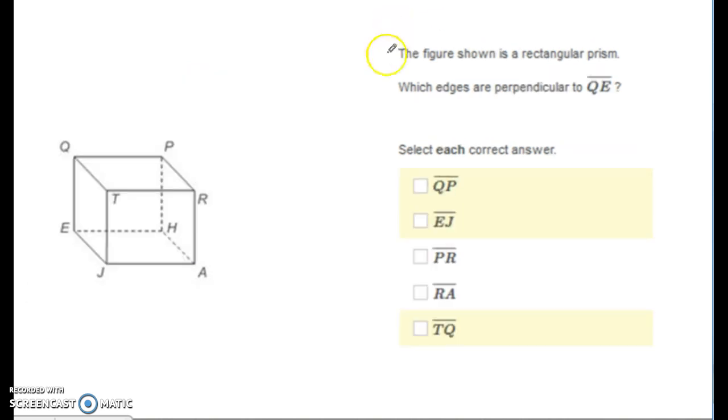All right, the next question says, the figure shown is a rectangular prism. Which edges are perpendicular to QE? All right, so let me label QE, and then we're just going to color code again. So, start with some blue. QP, that is perpendicular. Because it's a rectangular prism, we know that the angles in a rectangle are 90 degrees. So that is going to meet at a 90-degree angle.